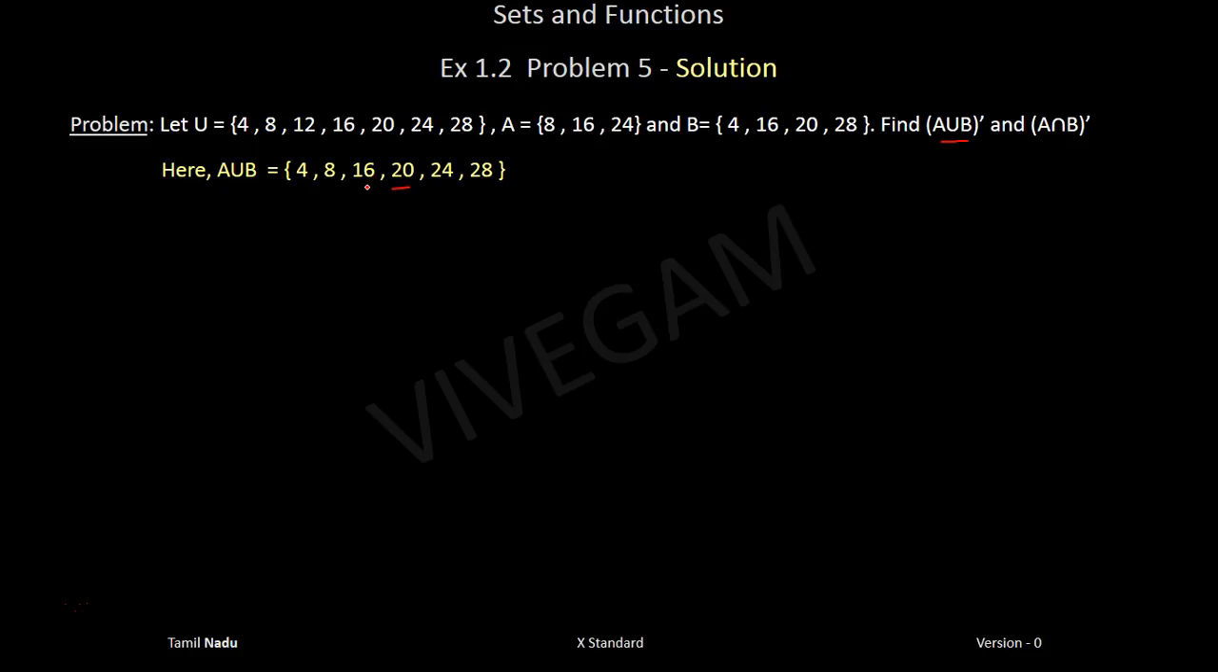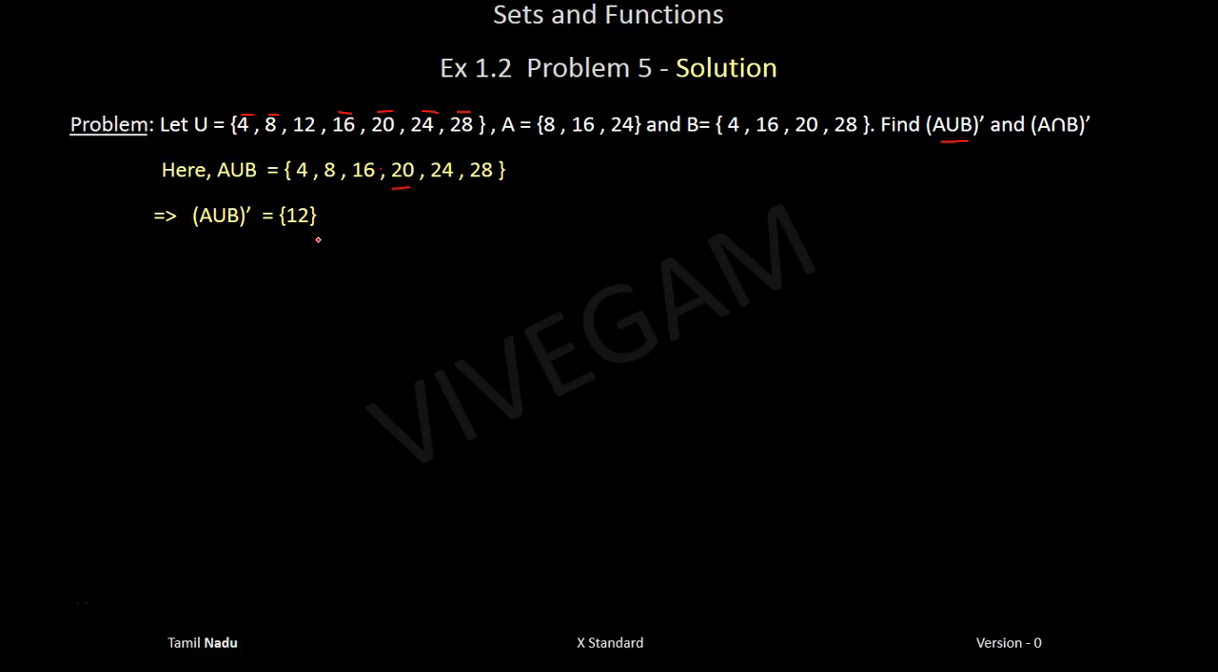Now, A union B we have found. For (A union B) complement, you'll have to remove all the elements of A union B from the universal set, and whatever is left behind is the complement. So how do we do it? 4 is cancelled. 8 is there in A union B. 16 is there. 20 is there. 24 is there. And 28 is there. I have marked all these elements here in the universal set. So what is left behind? Left behind is only 12. So (A union B) complement is 12.